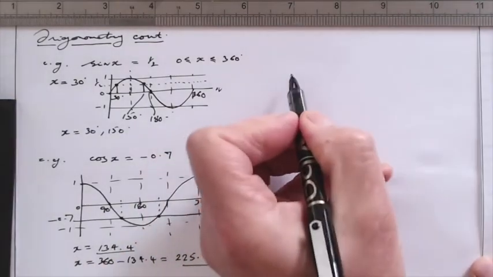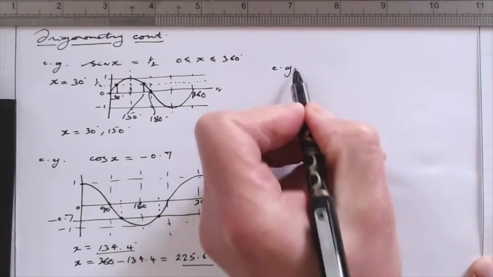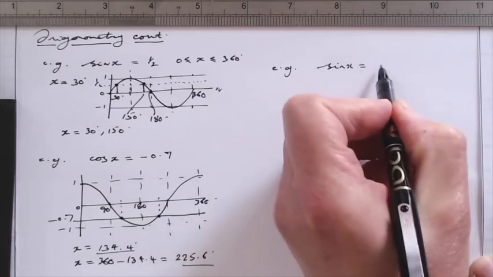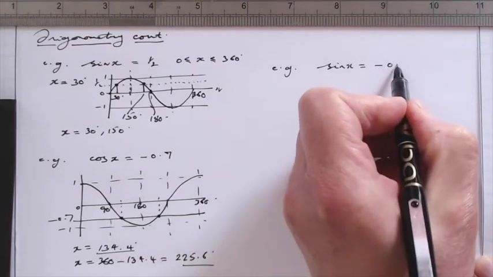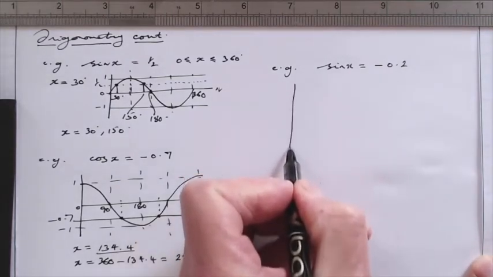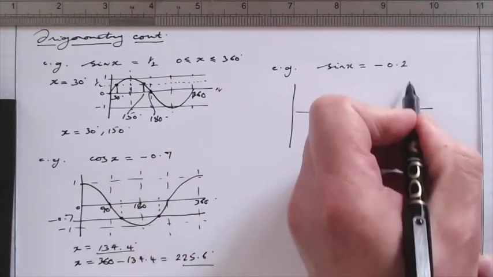Let's do another example. Let's say we have sine x equals minus 0.2. Okay, so just do a really quick sketch.